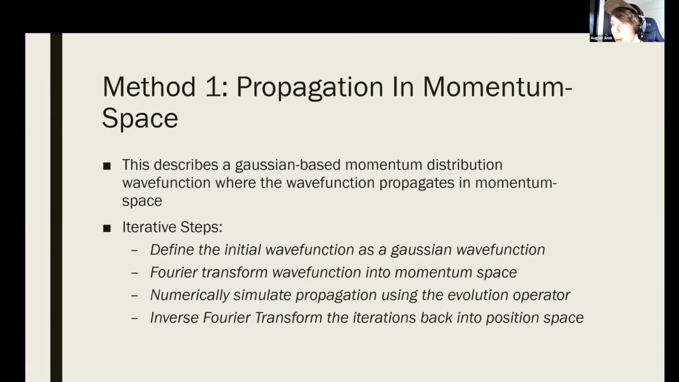Now let's talk about the first method, propagation in momentum space. This describes a Gaussian-based momentum distribution where the wave function propagates in momentum space. The first step is to define an initial wave function, then to Fourier transform that wave function into momentum space, numerically simulate that propagation using the evolution operator, then to inverse Fourier transform those iterations back into position space.